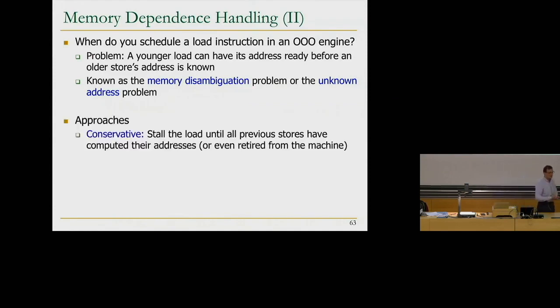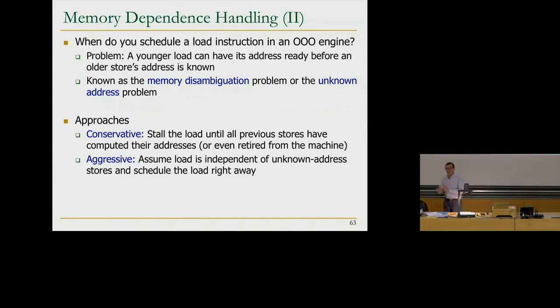One is the conservative approach, which is terrible for performance in general. You stall the load until all previous stores have computed their addresses. You can do that, right? In this example that I've shown you, there are a bunch of stores in front of, older than this load. You basically wait until all of them compute their addresses. It doesn't matter if it takes 1,000 cycles, 5,000 cycles, you just wait. And when all of them have computed their addresses, now you know which store you're dependent on. You need to do something to know that, of course, but you know. Or, if you're even more conservative, you just wait until all of the stores are out of the machine, meaning all of them have retired and updated the memory. But that even takes longer, as you can imagine. So this is the conservative approach, and this is terrible for performance.